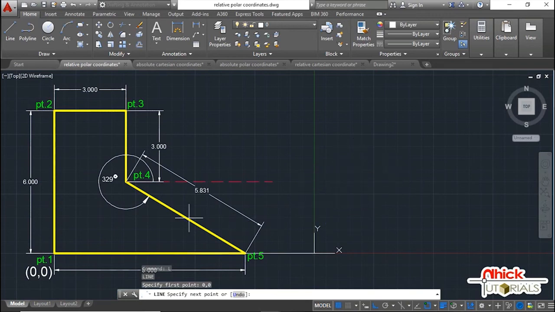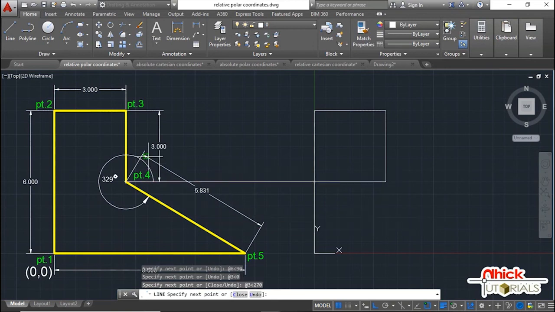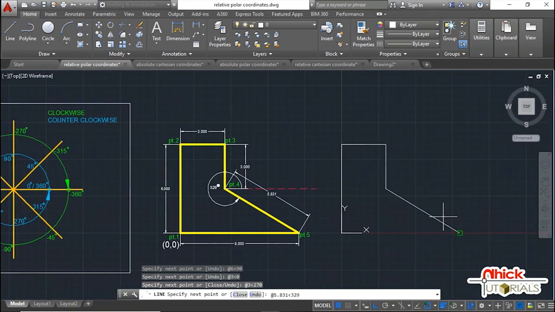Next is plotting point 2. Point 2 is relative to point 1. It specifies a point at a distance of 6 units from the last point, or point 1, at an angle of 90 degrees. Point 3 was specified after considering a 3 unit distance from point 2 as the last point, at an angle of 0 or 360 degrees. Same with point 4, which is relative to point 3 with a distance of 3 at an angle of 270 degrees. And we continue by defining point 5, which is relative to point 4, with a distance of 5.831 at an angle of 329 degrees.